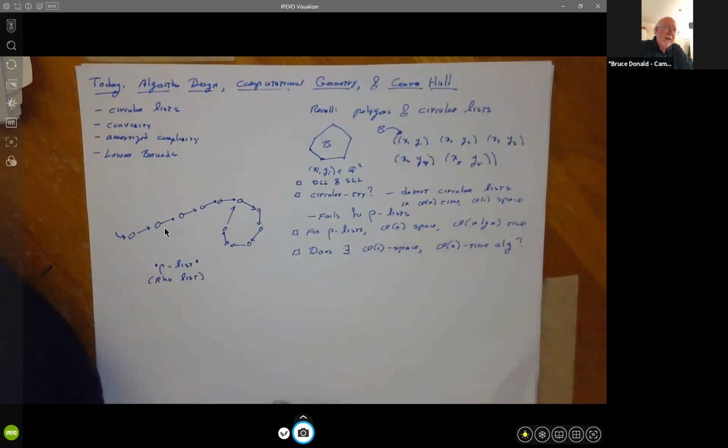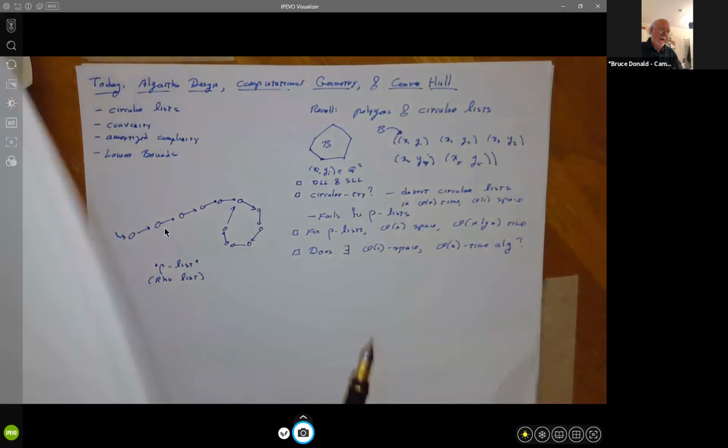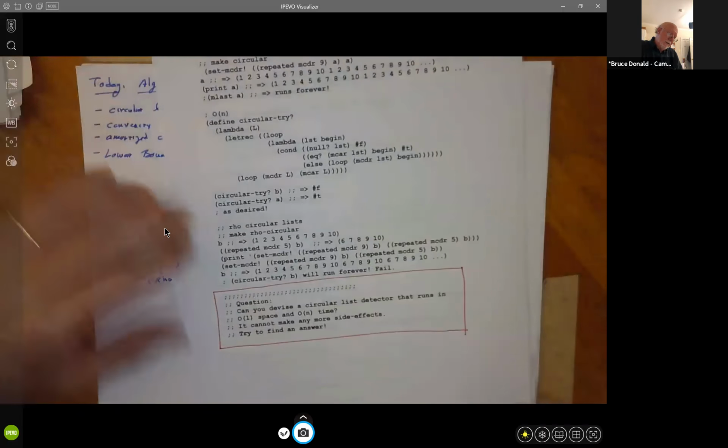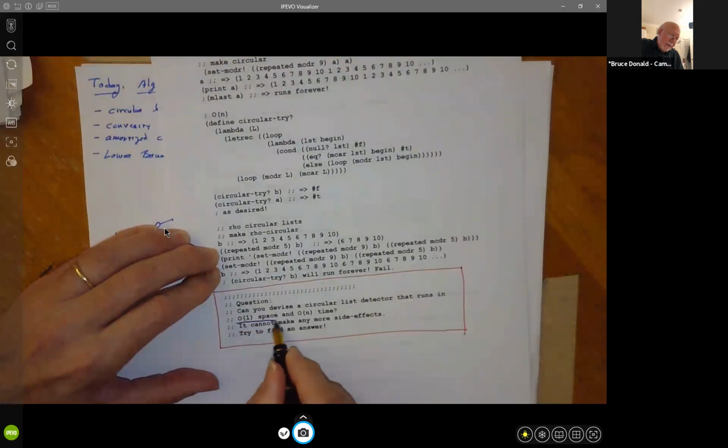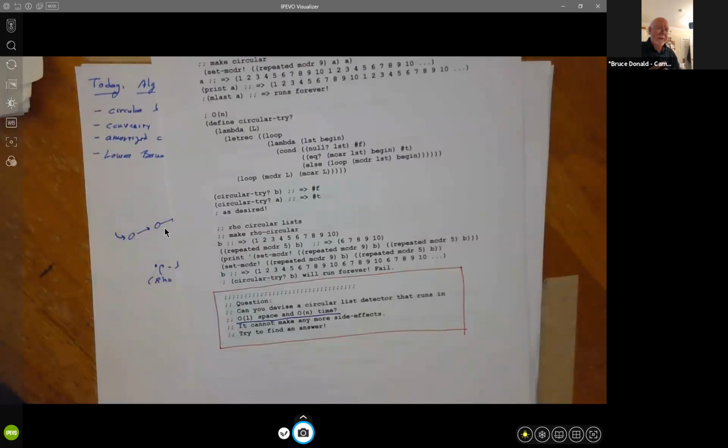But I posed to you last time, and I'd like to loop back with you: does there exist a faster algorithm, namely something like circular-try, but that runs in constant space, order 1 space, and order n time for circular lists that could be rho lists? So I'd like to start off after that recap by asking you all, how did you do on this? What's your idea? How could we come up with such an algorithm? How would it work? Please tell me what you think and whether you have ideas on how to do this.